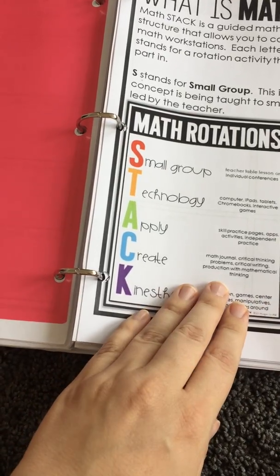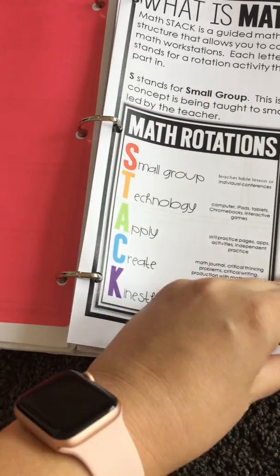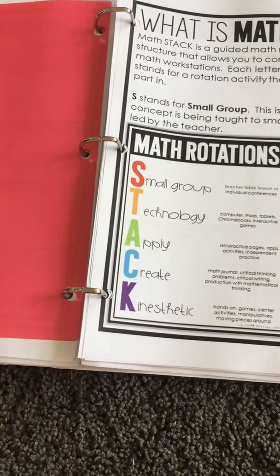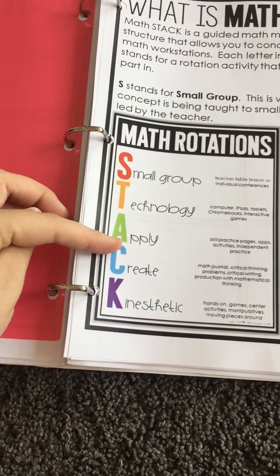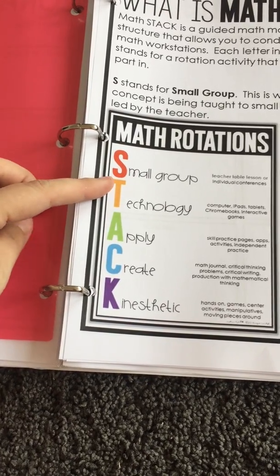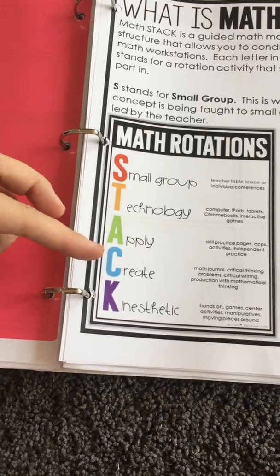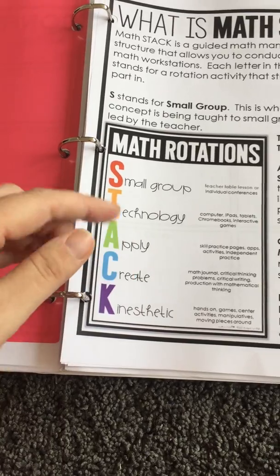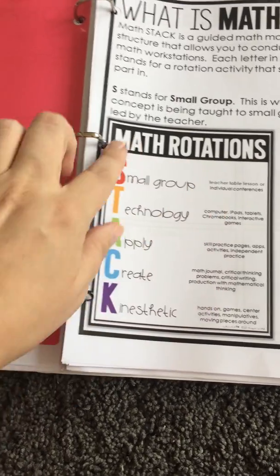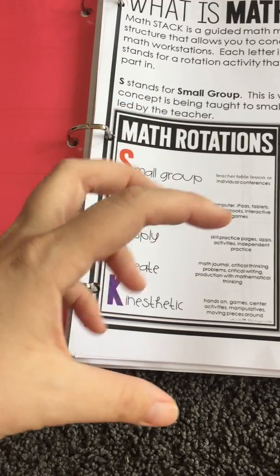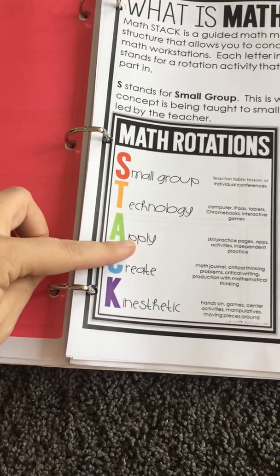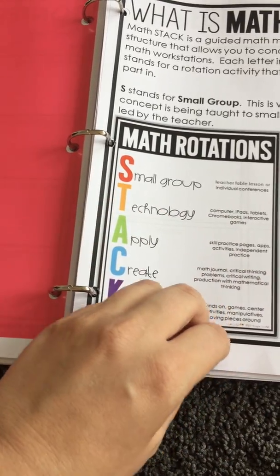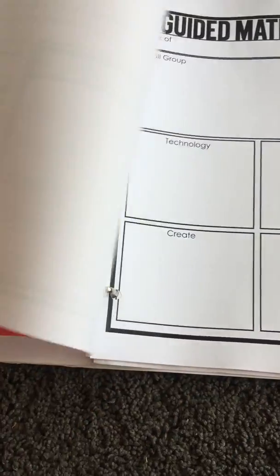Kinesthetic, this will be a hands-on game for them to do. I will go through each of these. I will probably start with apply, and then technology, and then create, small group, and then kinesthetic. So I will go out of order when I am teaching these procedures. I will use this though as we start getting into it. However, I will teach each of these letters and each of these procedures for about 1 week before we start moving through all of the math rotations.